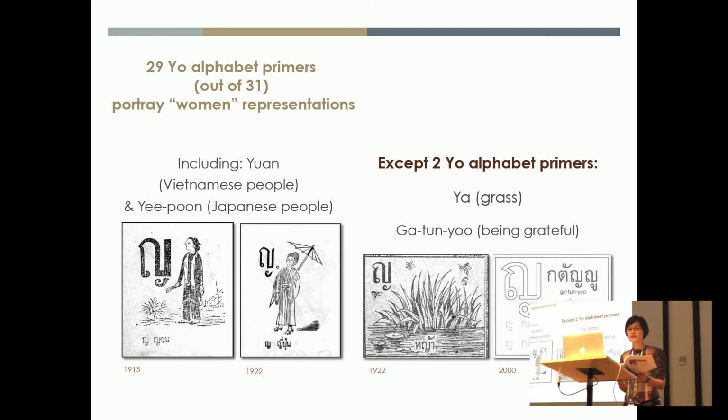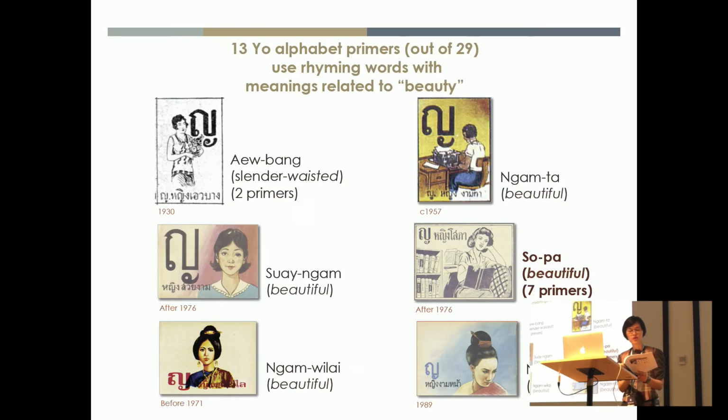Then, in order to investigate more on the representation of women in 29 Thai primers, the rhyming words are analyzed. 13 out of 29 have meanings relating to beauty characteristics. The rhyming word, which is mostly found in 7 primers, is sopa, means beautiful. Considering the images of women, these primers typically portray beautiful women in different gestures and fashion style of their era. But some of them use words and images depicting two different meanings.